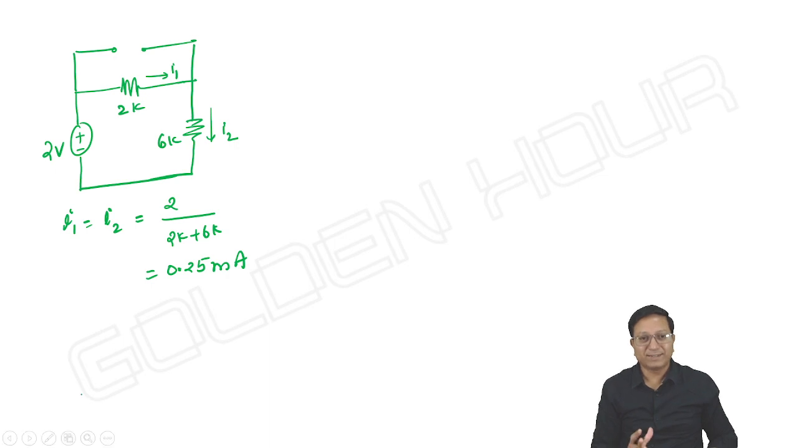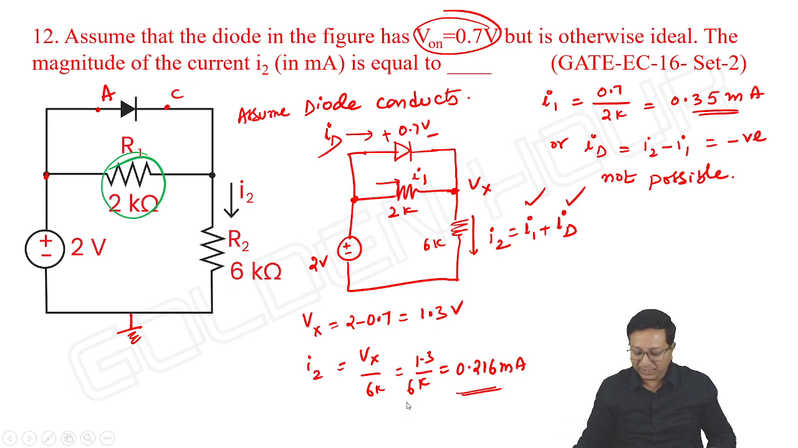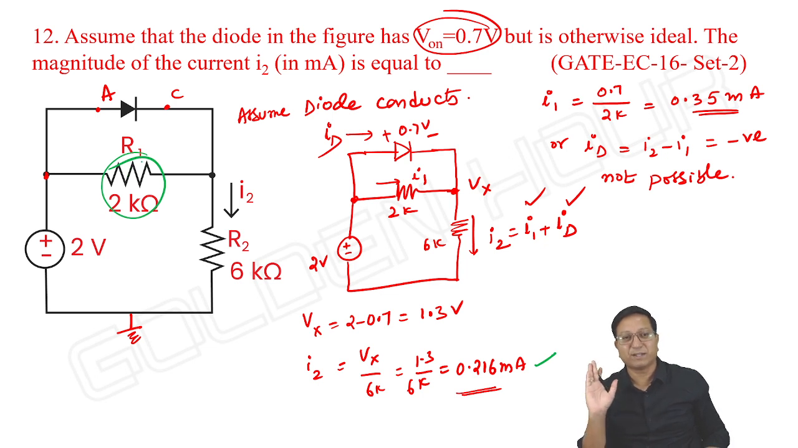Okay, this is the current. See, if you feel like this is the answer and you stop here, you will be in trouble. Whenever a resistor is connected in parallel to the diode, we should be very careful. It's not like the diode is simply in conduction. The resistor you have connected across the diode may prevent the diode from conducting.